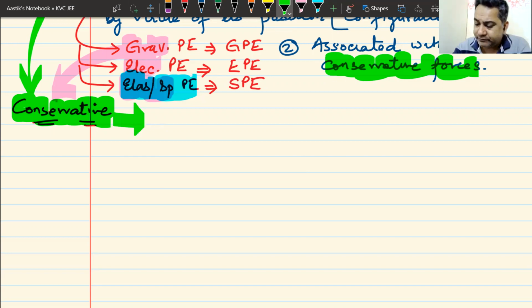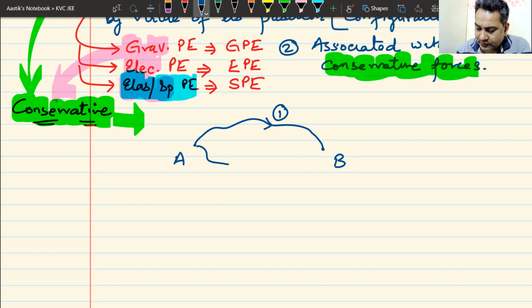Go from A to B. I go from path 1, the upper path, or I go from A to B in path number 2, work done is the same. Work done is the same, but what has it got to do with potential energy?